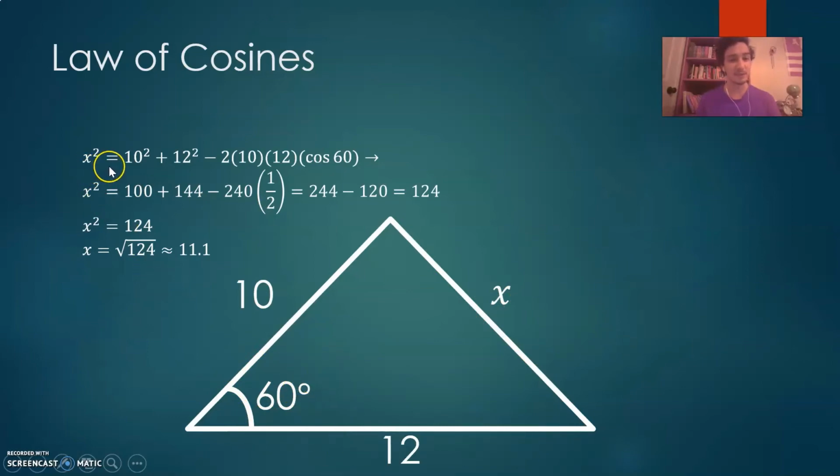So that'll give us x squared is equal to 10 squared plus 12 squared minus 2 times 10 times 12 times cosine of 60. And we can expand that out, and all the right side is going to give us 124. So we'll get x squared is equal to 124. Then we just take the square root and we get x is equal roughly to 11.1. And so that's how we solve this problem.